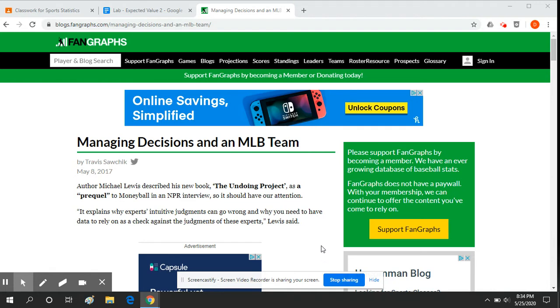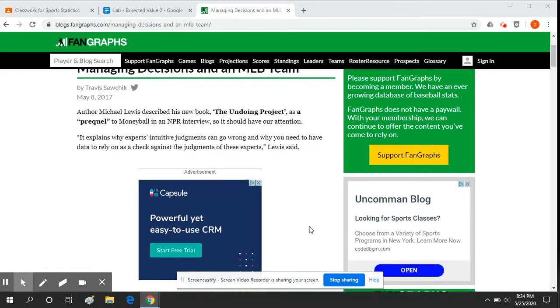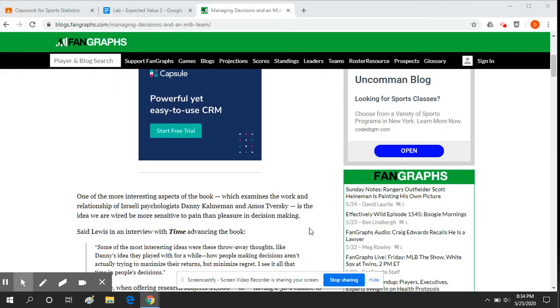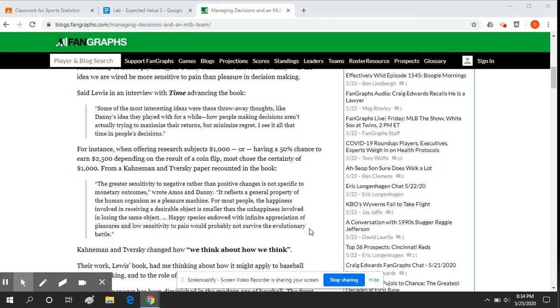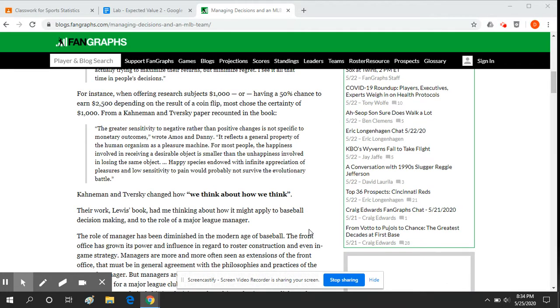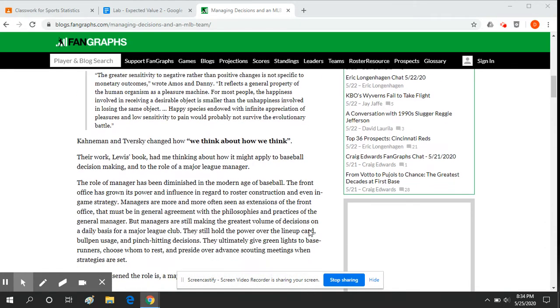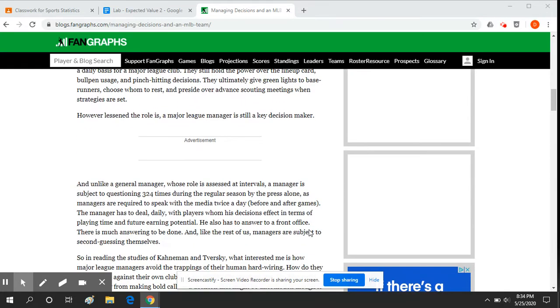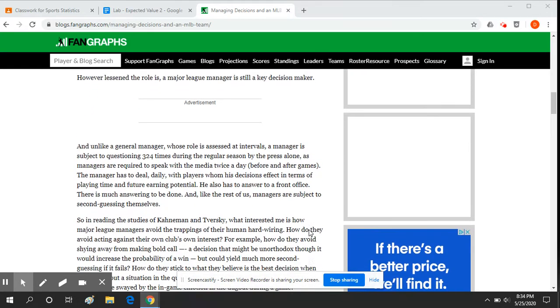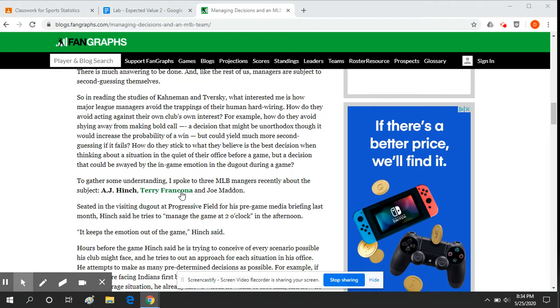Anyways, the article that I attached with this week's lab is just talking about a couple of managers and how they make decisions throughout the course of the game. Because again, that's what this is all about, how to make decisions. So they talked to AJ Hinch, the now disgraced Astros manager. They talked to Terry Francona. They talked to Joe Maddon. So some of the bigger managers in the game, and it gives you an insight into how they do things. I figured that would be interesting.